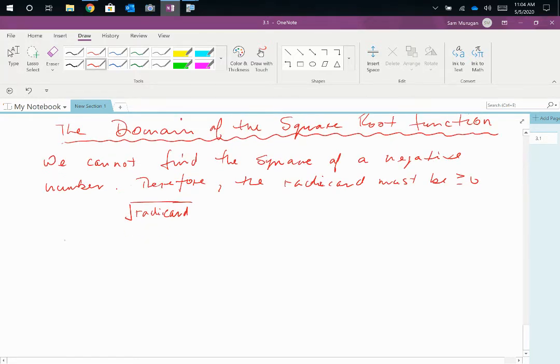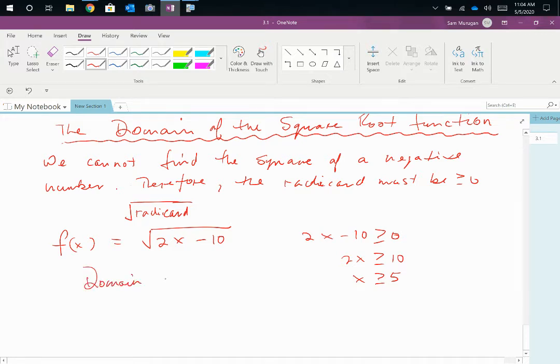So if we have to find the domain of f of x is equal to the square root of 2x minus 10, all we would need to do is set 2x minus 10 greater than or equal to 0 and solve it. And we see that x has to be greater than or equal to 5. That is the domain. The domain is all x such that x is greater than or equal to 5, or from 5 to infinity. Bracket, parenthesis.